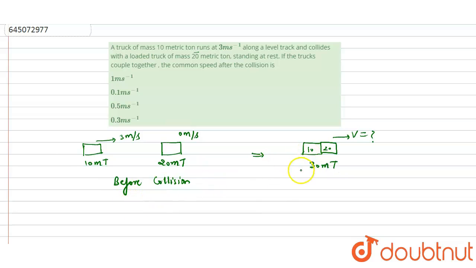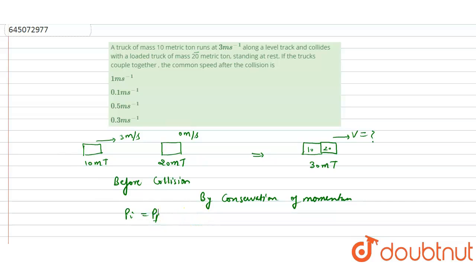Now for finding the value of v, we can apply the conservation of momentum. Now why are we applying the conservation of momentum? Since there are no external forces acting in this situation, the momentum for this system will always remain conserved. So we can apply the conservation of momentum. So the P initial, which is the initial momentum, will be equal to P final.